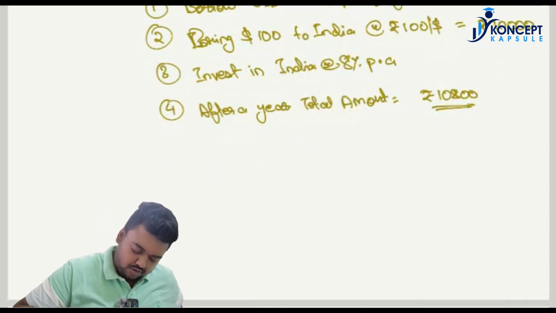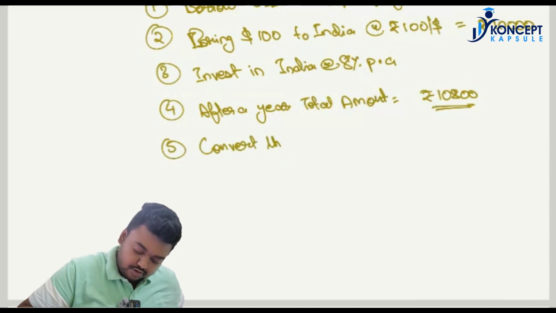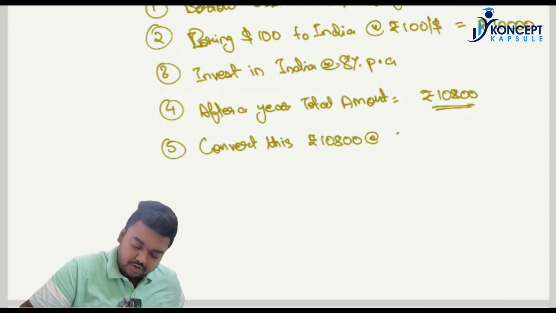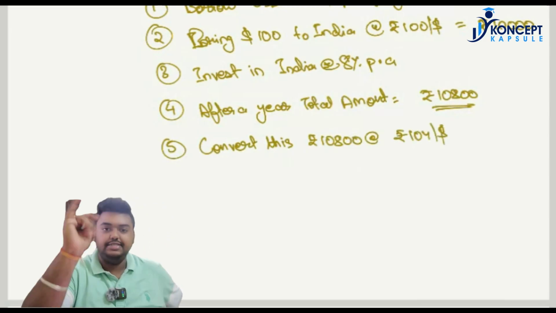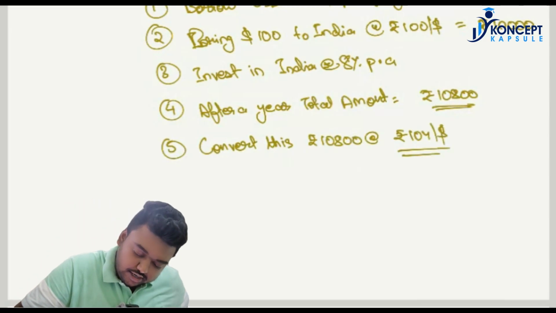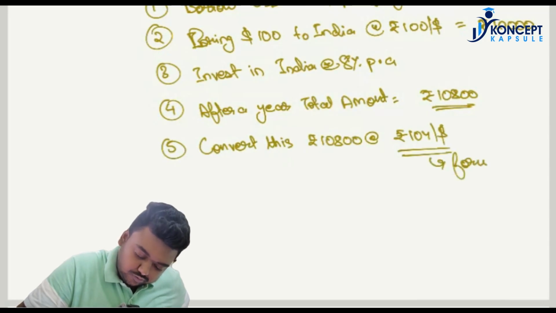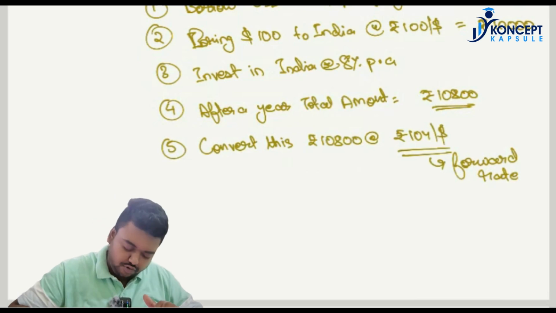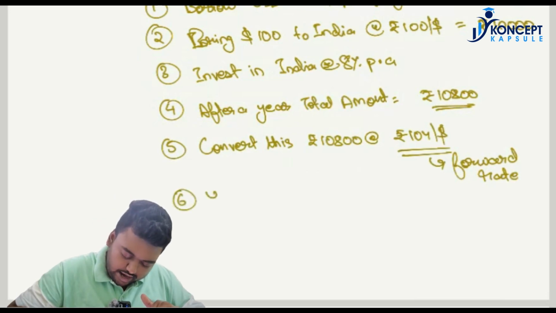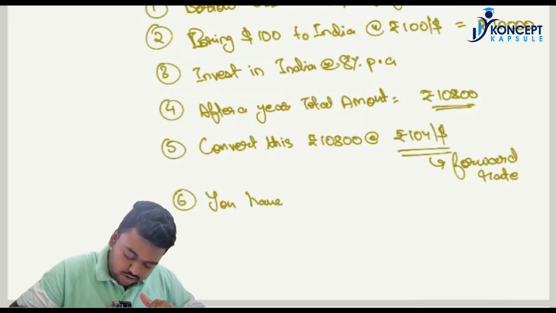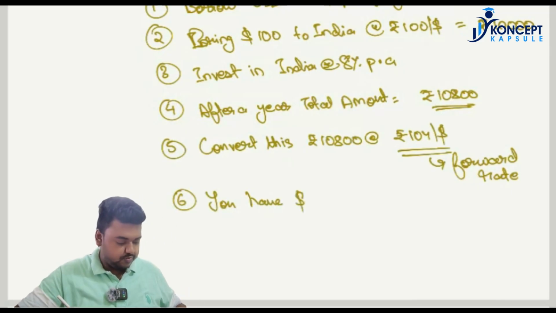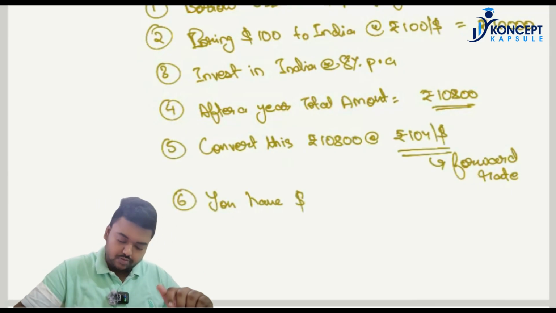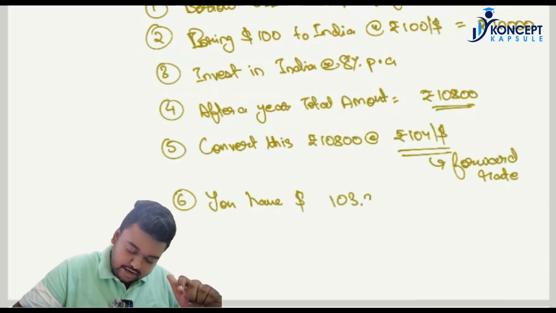Okay. Convert this 10,800 at the rate of rupees 104 per dollar. Guys, yes or no? That is the forward rate. When you convert this at 104, you have 103.85 dollars.